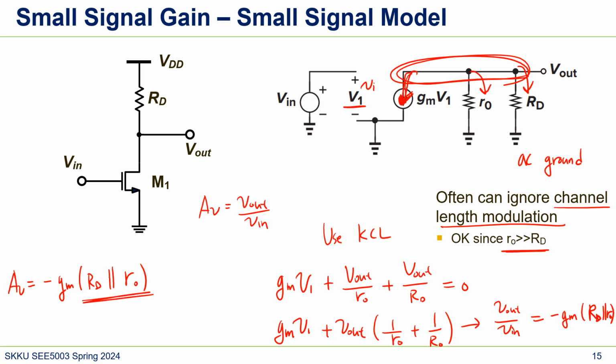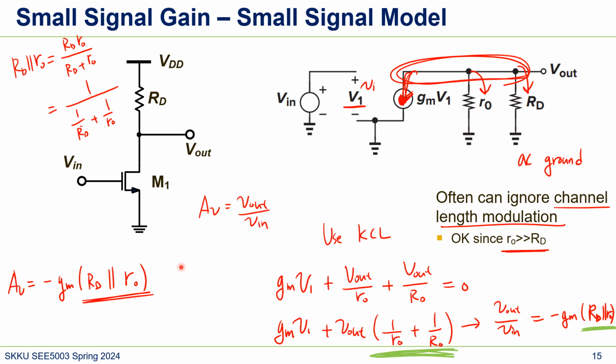RD parallel ro is RD times ro over RD plus ro, right? This actually looks like this, 1 over 1 over RD plus 1 over ro. Okay, so whenever you see this, it's a good practice to write it out like this.